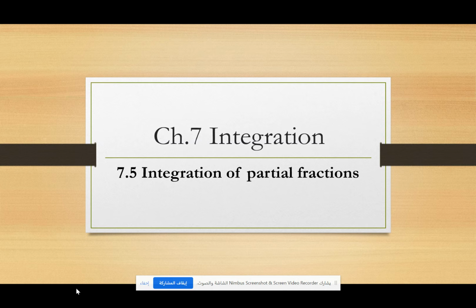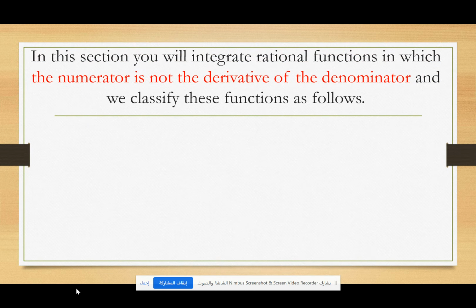Section 7-5, integration of partial fractions. In this section, you will integrate rational functions. Rational functions means it has a numerator and denominator, in which the numerator is not the derivative of the denominator.